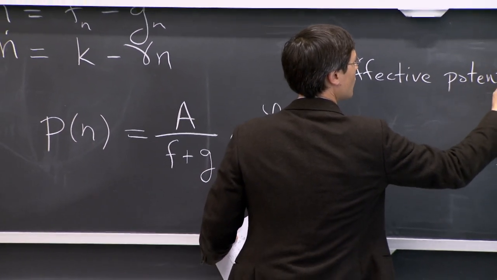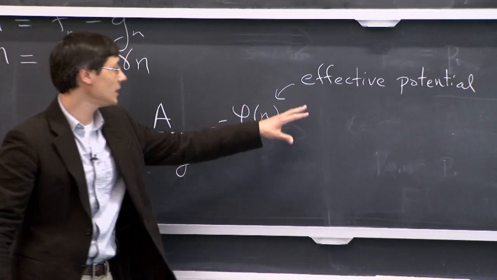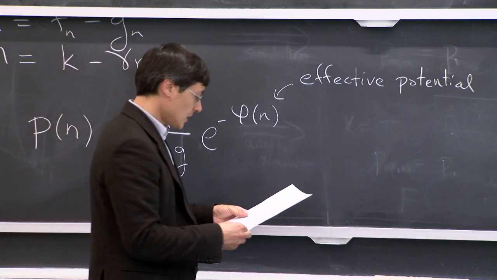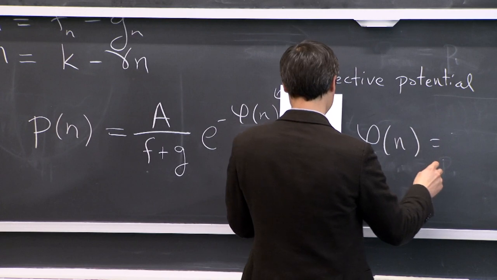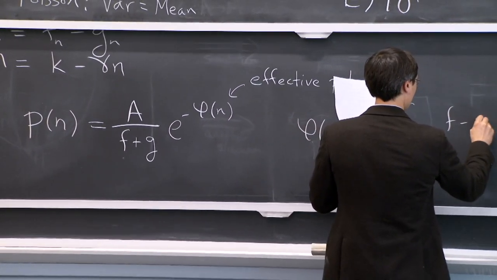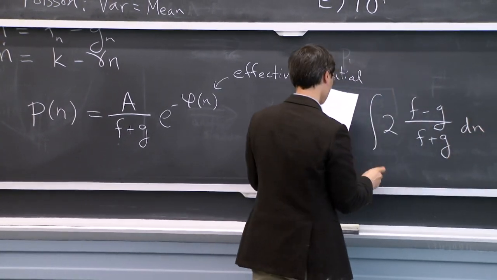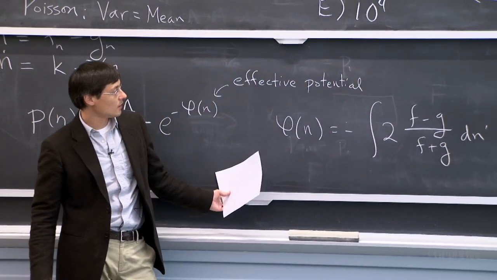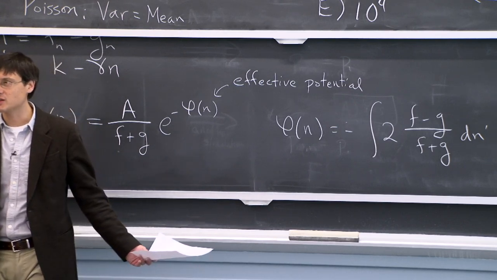Of course, it's not quite true because f and g also are functions of n, and they're not in here, but this is the dominant term because it's in the exponential. And here, phi n is defined as the following. So it's minus this integral over n of the f minus g and f plus g dn. And we might integrate over n prime. And we're going to go through what some of these different f's and g's might look like to try to get a sense of why this happened.